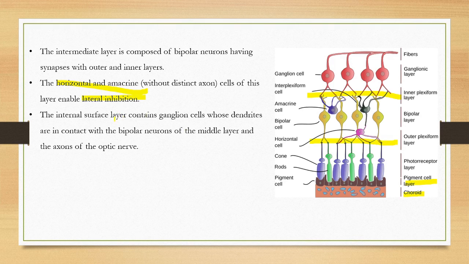The internal surface layer contains ganglion cells. So this is the ganglion cells whose dendrites are in contact with bipolar neurons, and the axons form the optic nerve. After this, I go on to the optic nerve. So this is the basic structure of a retina: outermost pigmented layer with rods and cone cells, middle layer with the bipolar cells, amacrine cells and horizontal cells, and the innermost layer is called the ganglionic cells, which synapses with the optic nerve and also with bipolar cells.